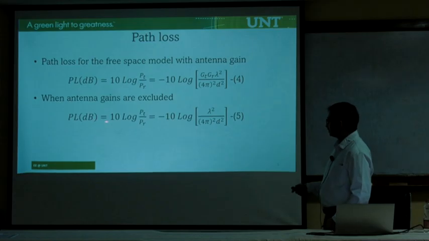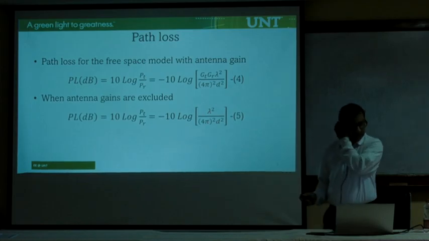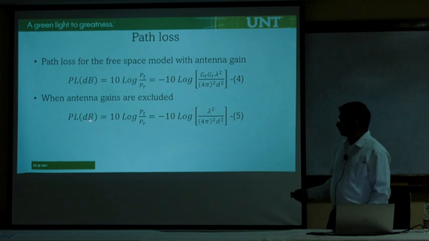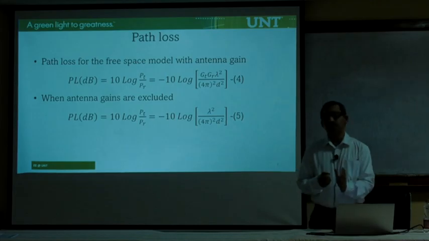Path loss in dB is 10 log lambda square by 4 pi square D square. This is very simple and straightforward. But notice, when you look into representation in dB, you are going to see a lot more than one term.